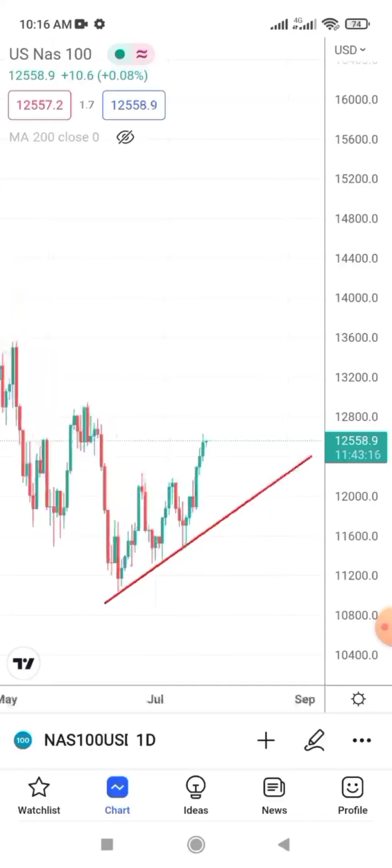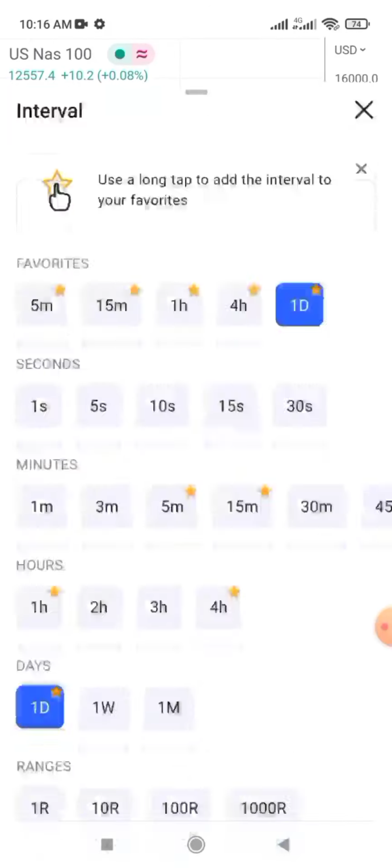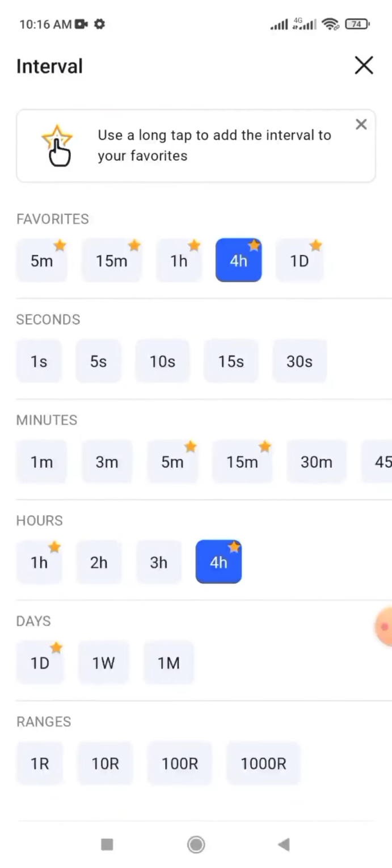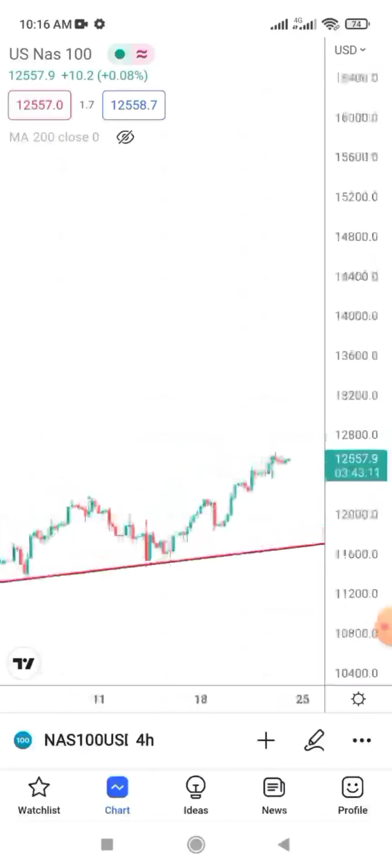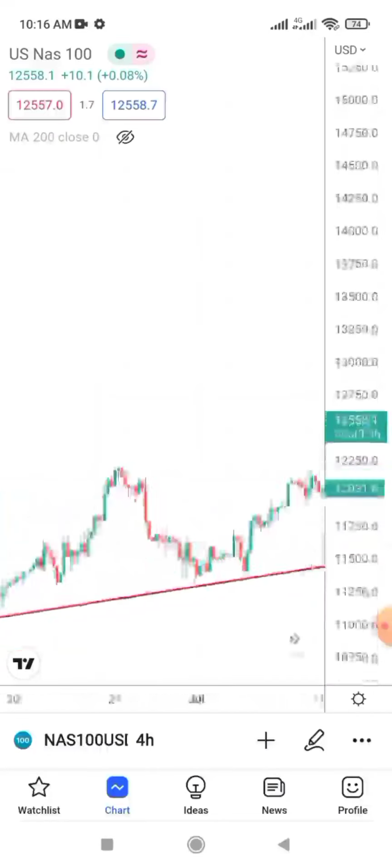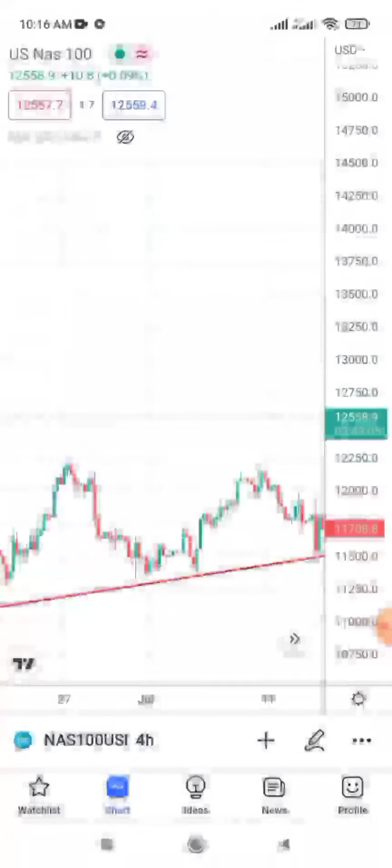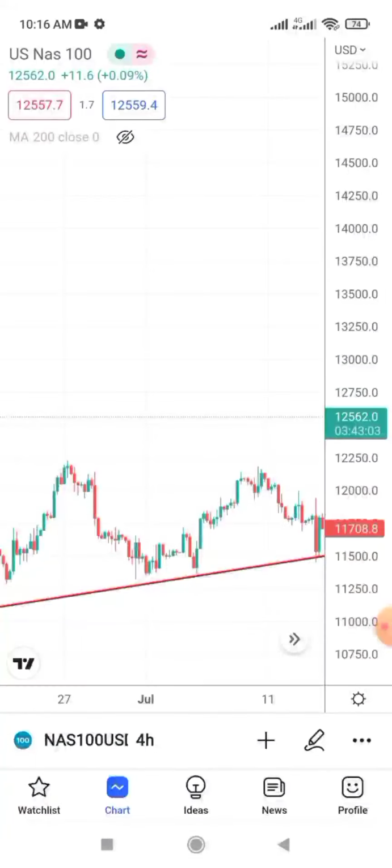Then the next thing I need to do is switch to the 4 hours time frame. As I move to the 4 hours time frame, if you're not seeing it clearly, you can just turn your phone. For instance, you turn it sideways, sorry, so that you can see it clearer. When your phone is like this, you'll be able to understand it. Now you can see it a bit clearer.